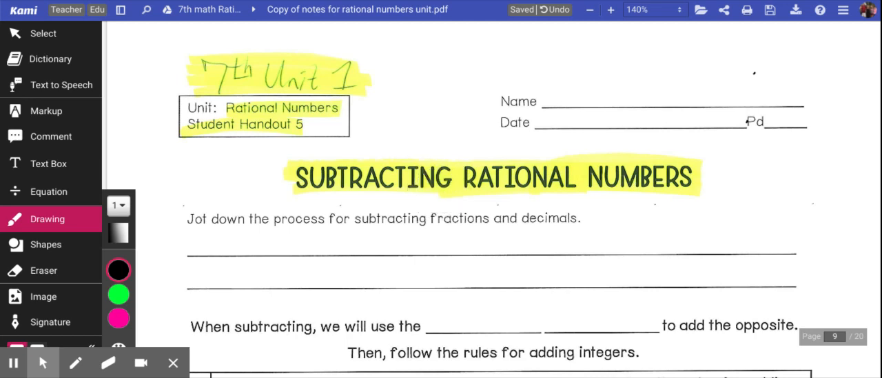Okay, on to handout 5. We are still subtracting numbers, and now we're moving on to rational numbers, so that will include decimals and fractions.